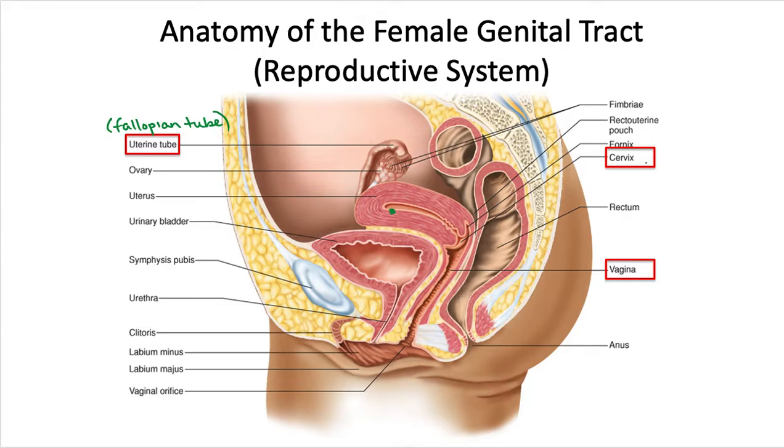The cervix is a tissue layer. It's a connective tissue layer separating the uterus, which should be sterile, from the vagina. So in the female reproductive system, the vagina is the only place that should have microbes.